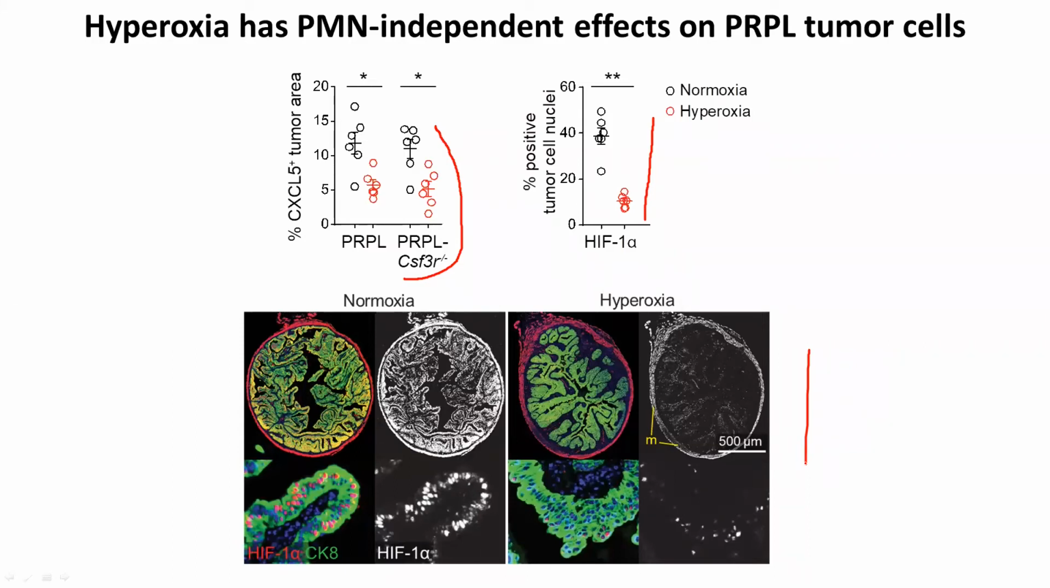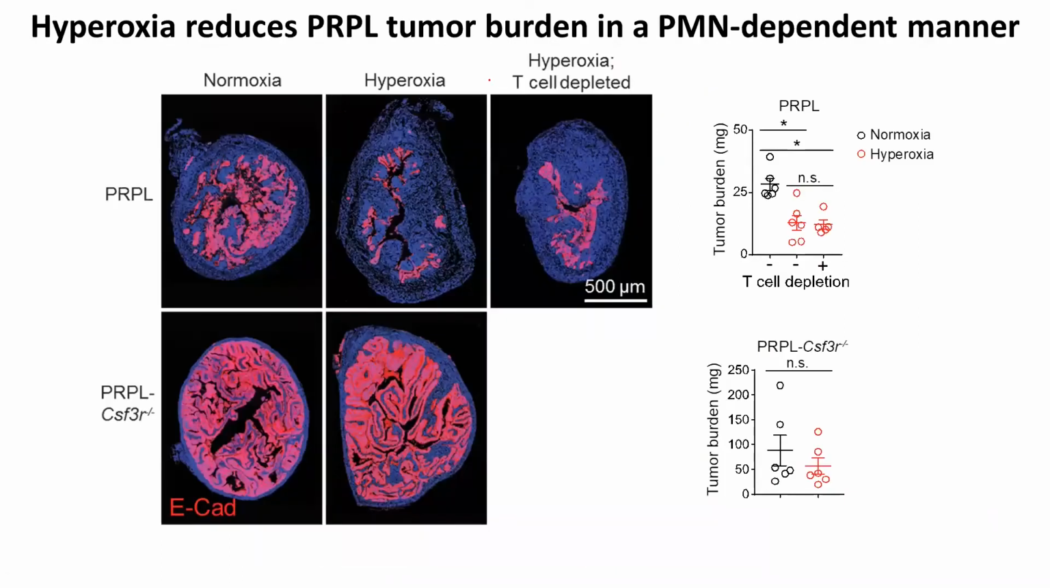So as I told you before, neutrophils are required to oppose tumorigenesis. So given that hyperoxia reduces the PMN density, we expected that hyperoxia would induce an increase in tumor burden. Very surprisingly, we found that hyperoxia reduces the tumor burden in purple mice by more than 50%, 60% on average.